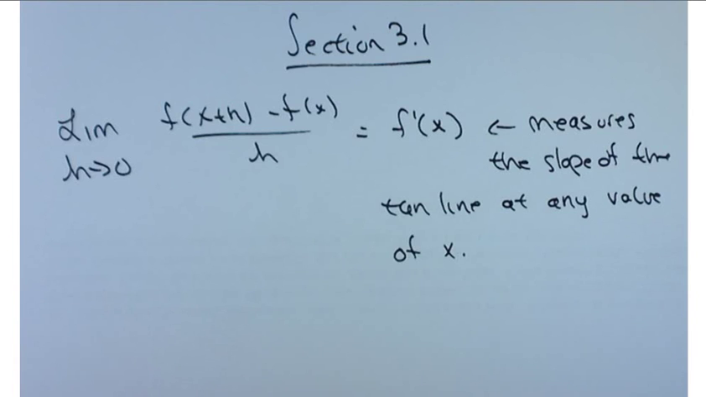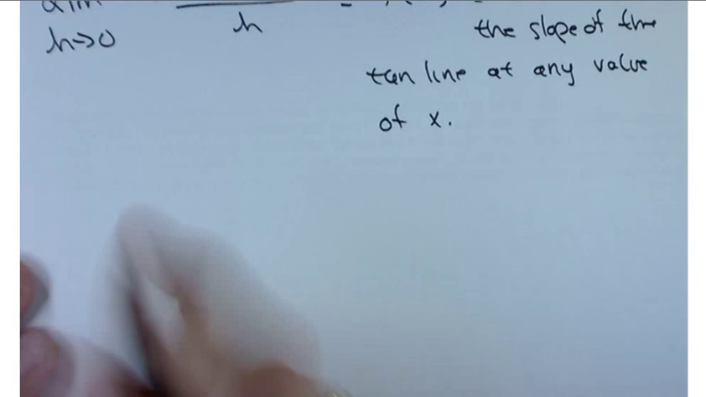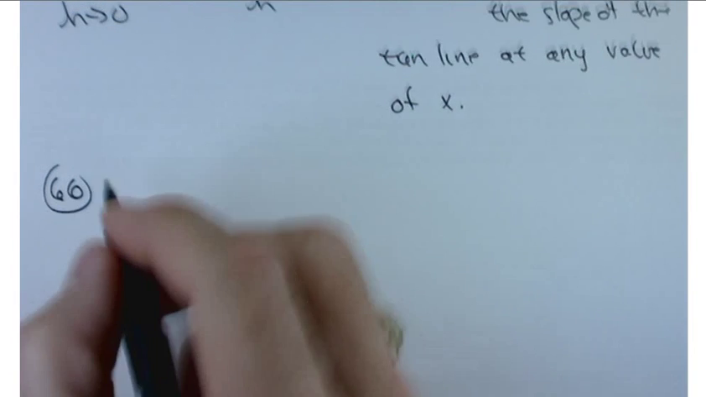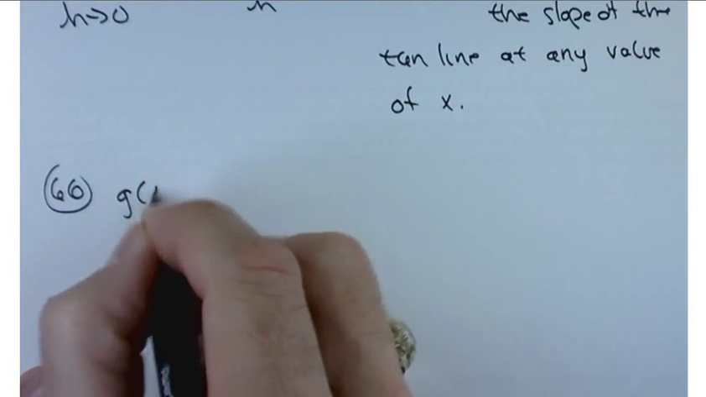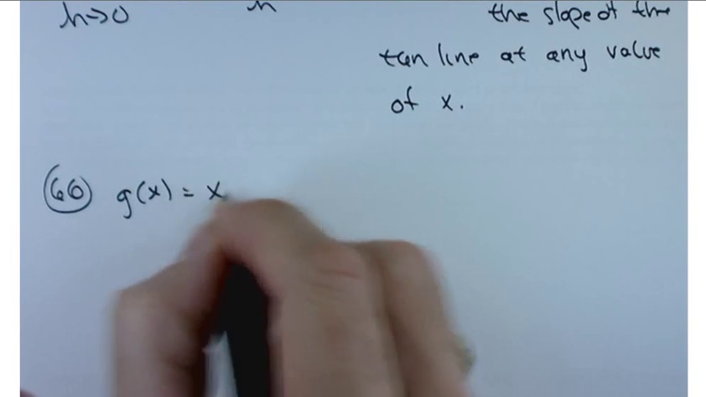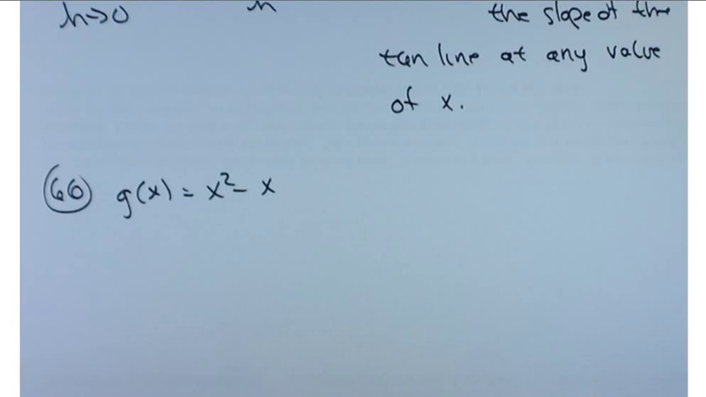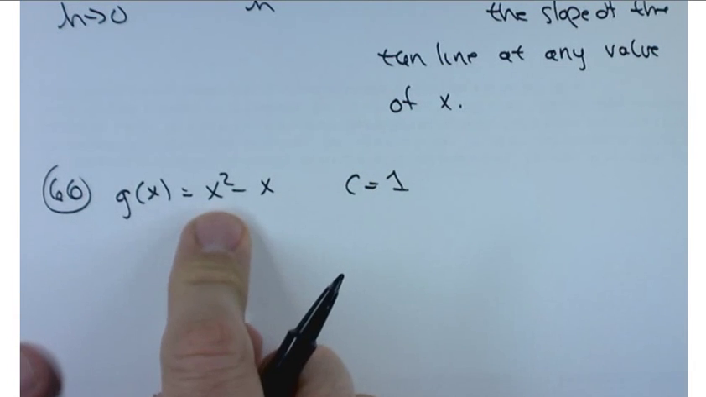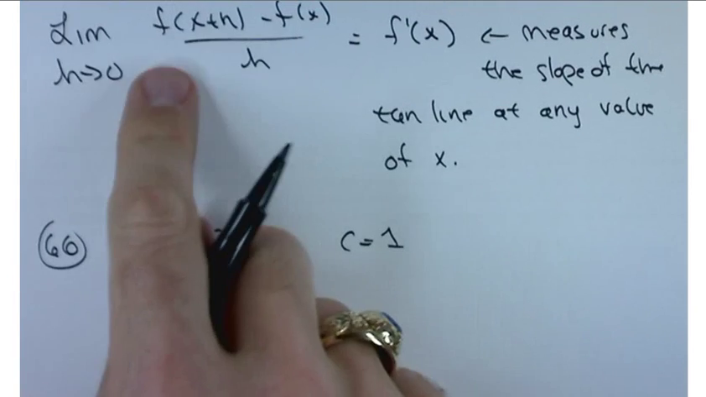Let's practice using that one more time with problem number 66, and then think a little bit more about the definition and what it actually means relative to a graph. 66 has g of x equals x squared minus x, and eventually we want to find the derivative and then the value of the derivative at c equals 1. But let's find the derivative first based on this definition.